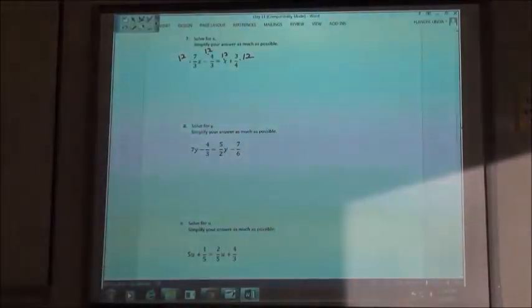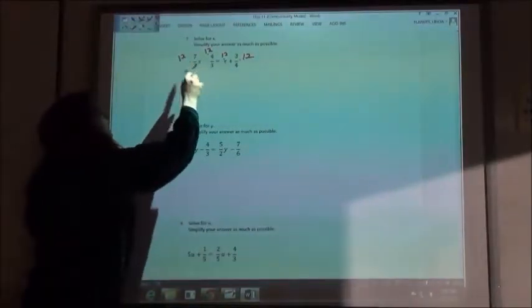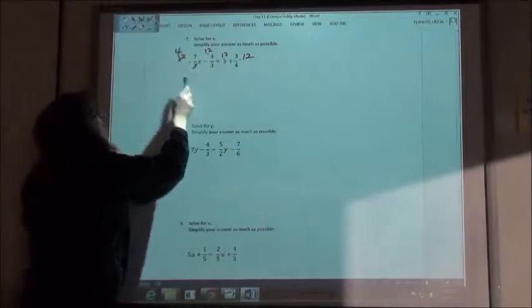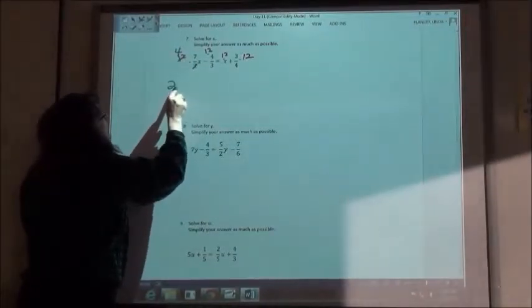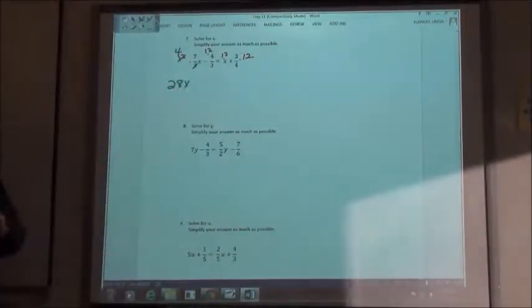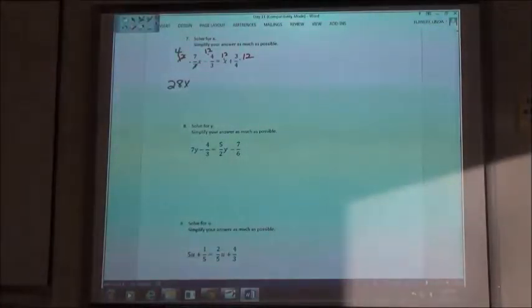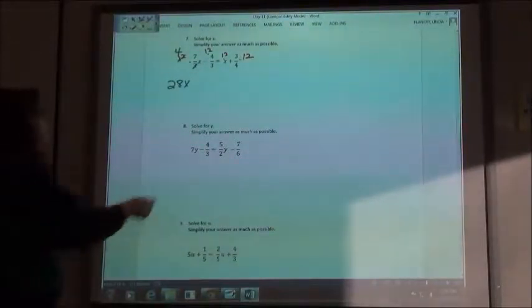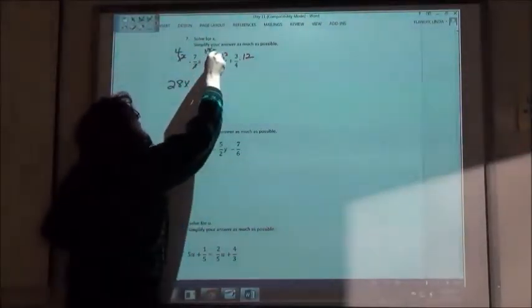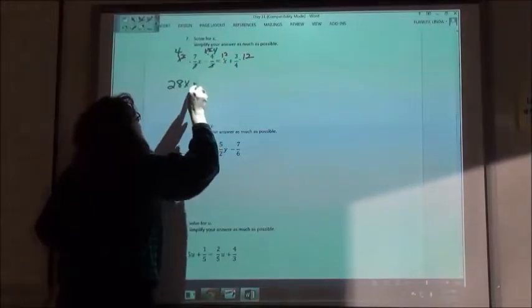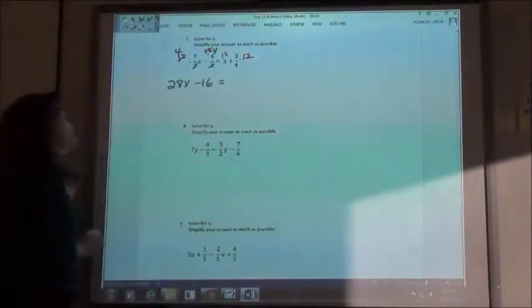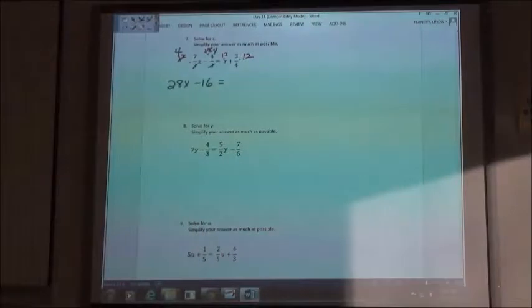Now, since we found our common denominator, we should be able to cancel out all those fractions. 3 goes into 12 4 times. 4 times 7x would give me 28x for my first term. If you have a hard time with that, you could just take your calculator and do 12 times 7/3. Should give you 28. Here, 3 goes into 12 4 times, minus 4, minus 16 then. Or 12 times the negative 4/3.